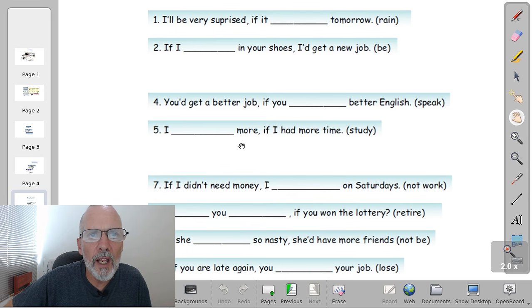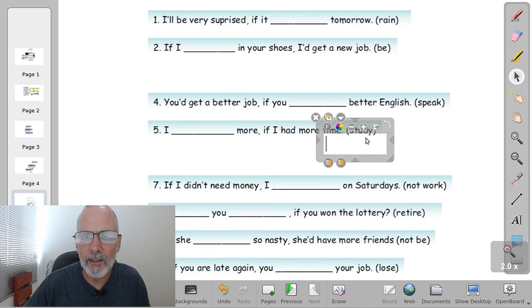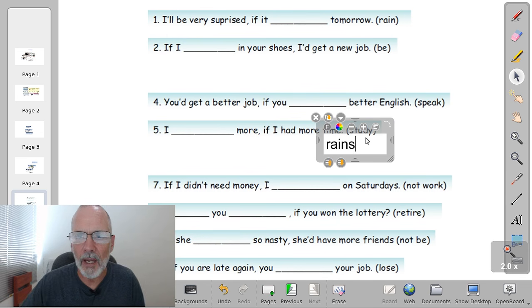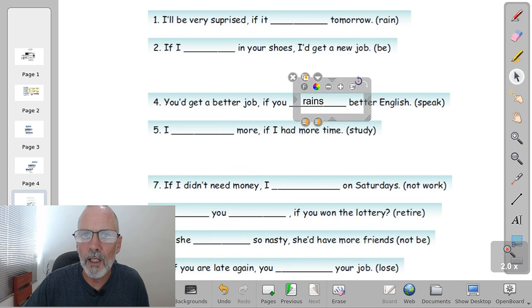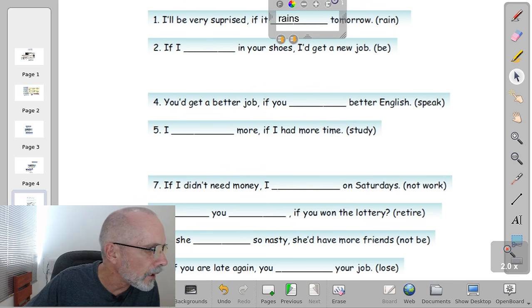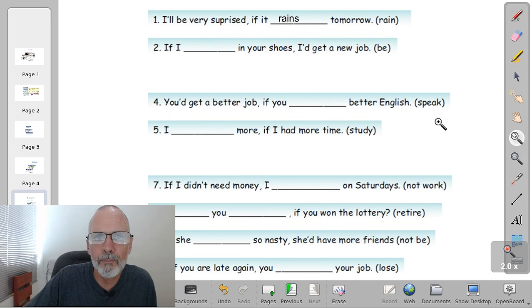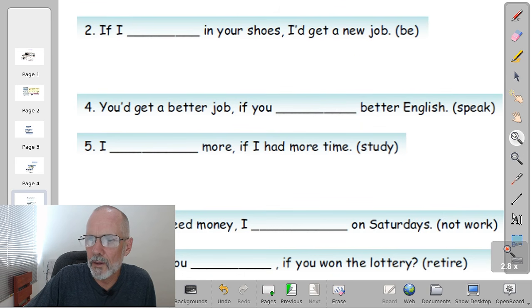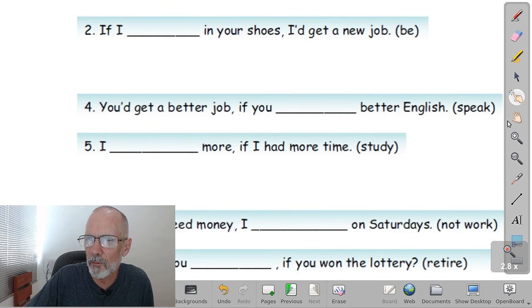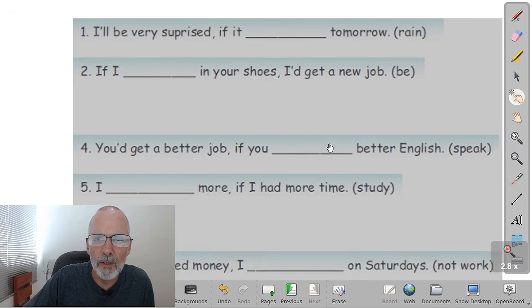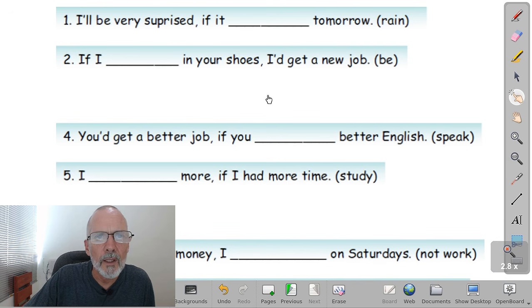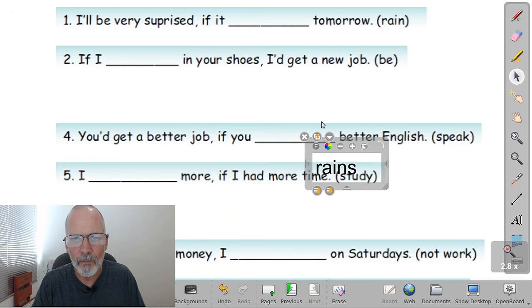And Tanya already has the correct answer, which is rains. Very good. Can you see that text okay? I think it's okay. Maybe I could make it a bit bigger, for people who are on their cell phone, because sometimes on the cell phone it's very small. Yeah, I'll be surprised if it rains tomorrow.